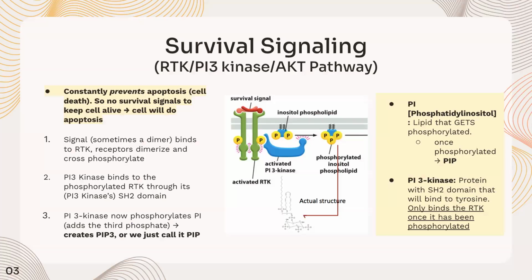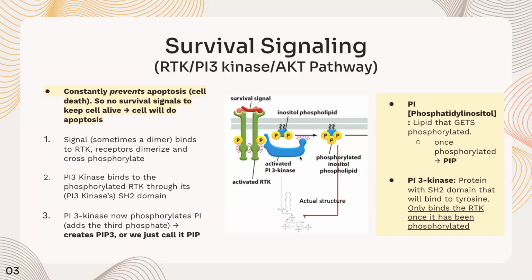Survival signaling. So what is apoptosis? What do we need to stop apoptosis? Survival signals. So signal, sometimes I don't know if to say dimer or dimer. I'm going to say dimer. What is a dimer? It's just two things that came together as one. It binds to RTK. The receptors dimerize, cross-phosphorylate. We already went over that.